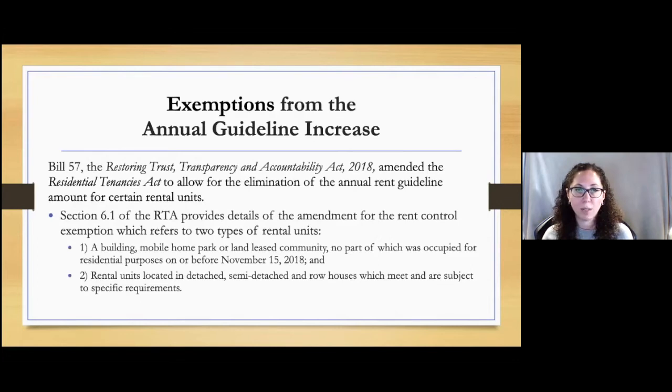There are a few exemptions to the annual rent increase guideline. Bill 57, the Restoring Trust, Transparency, and Accountability Act 2018, amended the Residential Tenancies Act to allow for the elimination of the annual rent guideline amount for certain rental units. More specifically, for units that were not occupied for residential purposes before November 15, 2018, meaning they were empty or used as commercial space, and newly built units in detached, semi-detached, and row houses that meet specific requirements.